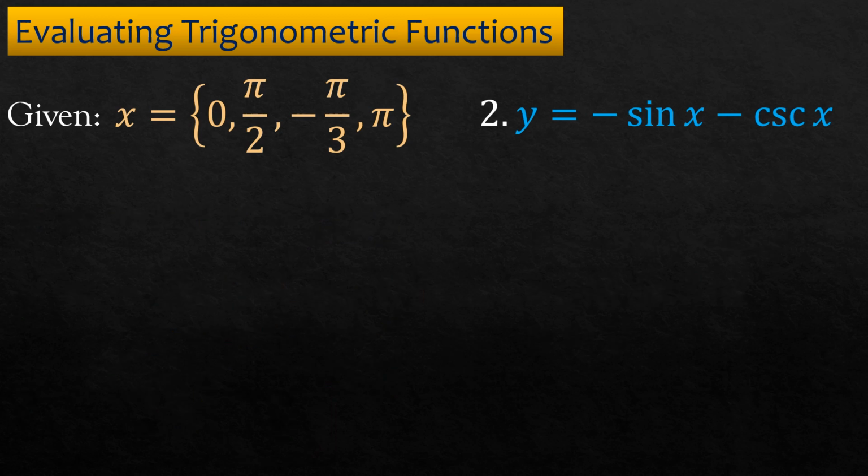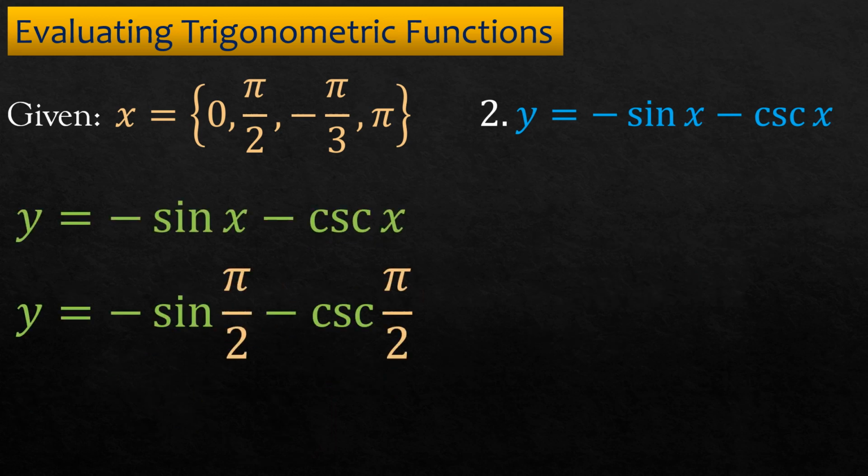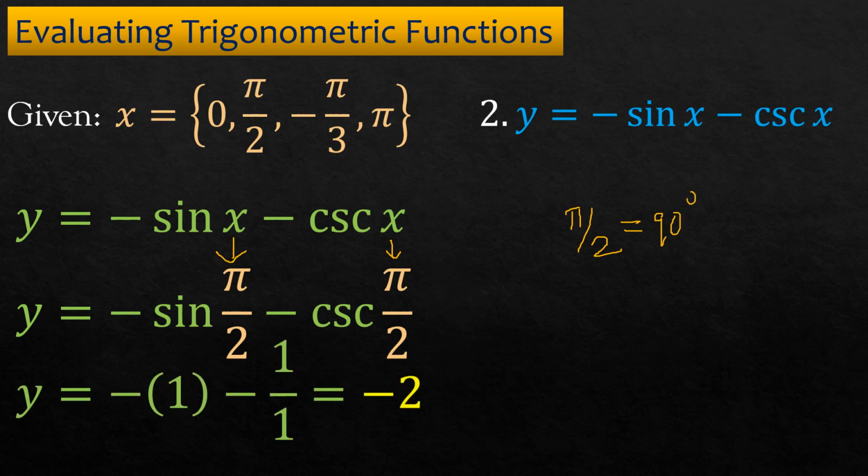So what about if we have x that is equal to pi over 2? So change x into pi over 2. So we have negative sine pi over 2 minus cosecant pi over 2. And remember again that pi over 2 is equal to 90 degrees. Okay, so we have negative 1, because sine 90 degrees is 1. So we have negative of 1 minus 1 over 1. And again, cosecant is the reciprocal of sine. So the 1 will come here, reciprocal. Okay, so negative 1 minus 1 is equal to negative 2.